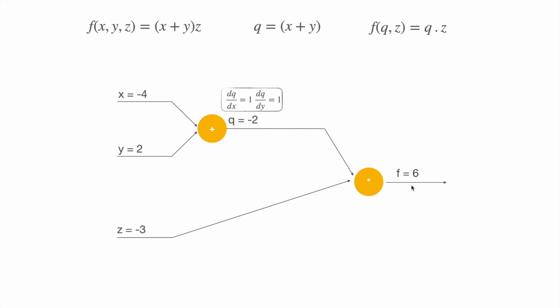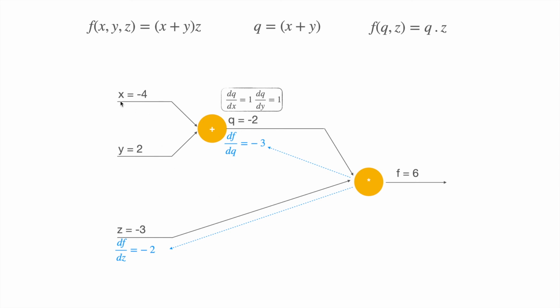Once the forward pass is over, we'll calculate the back propagation. We'll start with the final function or the final gate here. This gate can perform partial derivatives with respect to the input it has got. So it has got input q and z, so it can calculate its derivative with respect to q and z. Let's do df by dq, which is nothing but z, a multiplication operation, and z is -3, we already know here, so we put that number here. And we also can easily perform df by dz. df by dz is nothing but q, which is -2 here.